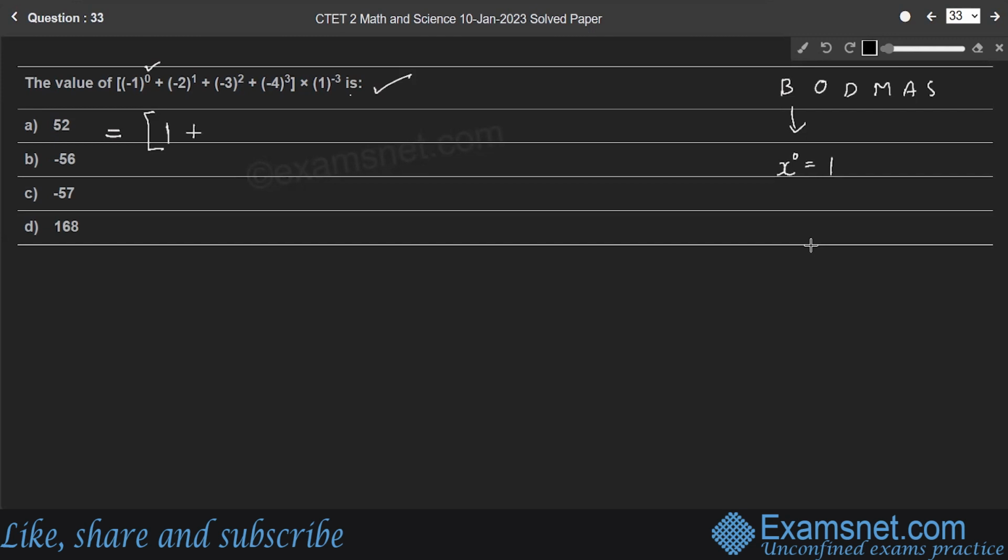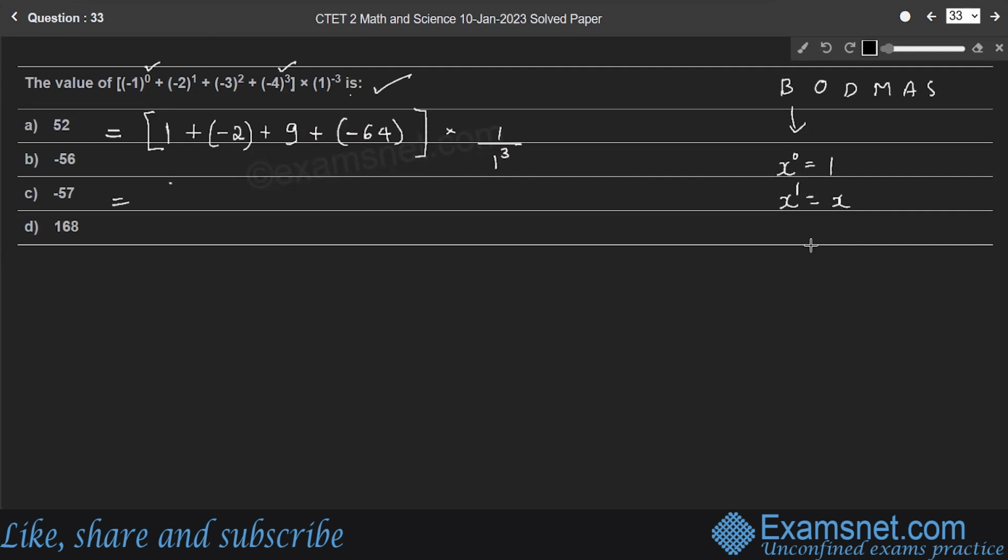Plus minus 2 raised to 1. Any number when its power is 1 is equal to the number itself. x raised to 1 is always x. Therefore, minus 2 raised to 1 is minus 2. Plus minus 3 square, so minus 3 into minus 3, which is plus 9. Plus minus 4 raised to 3. So 4 cube is 64 with a negative sign, minus 64, into minus 1 raised to minus 3, which means 1 by 1 raised to 3, which is the number 1 itself. So 1 raised to 3 is 1 itself.